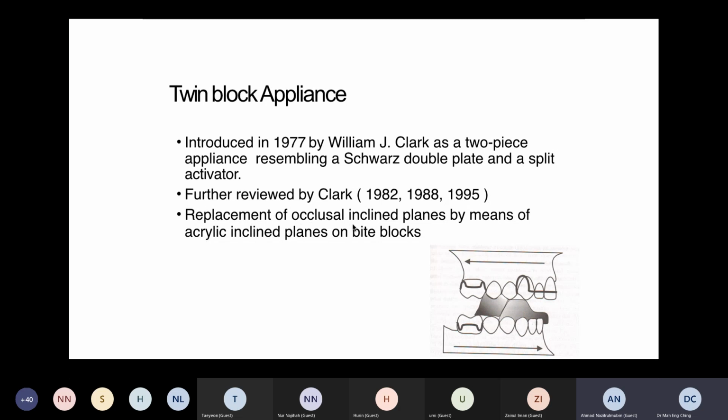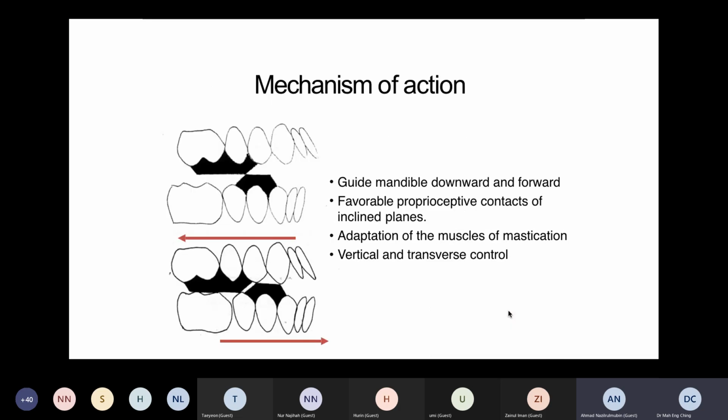So, replacement of the occlusal inclined planes by means of acrylic inclined planes on the bite block. Look at these pictures. They just cut this block. Initially it's one piece; now they cut it into two pieces, one for the top and one for the bottom. Whenever you bite together, you bring the lower jaw forward. Then this inclined bite plane will lock the lower jaw forward. That's why you have to have a certain angle between these two blocks. We're going to talk about this later.